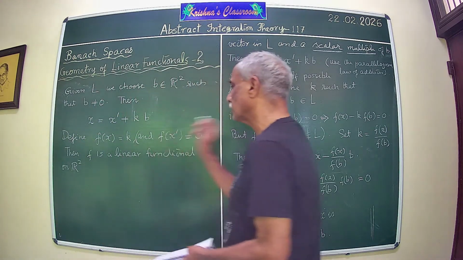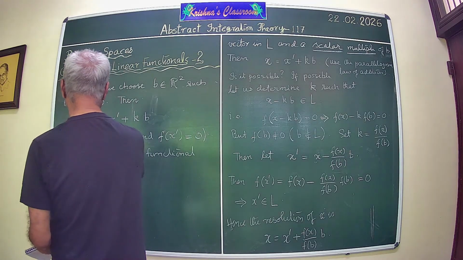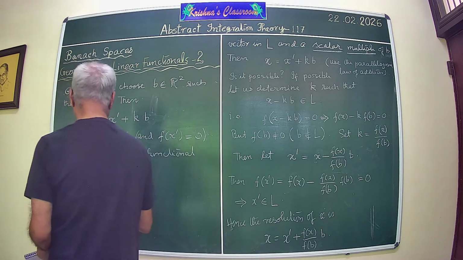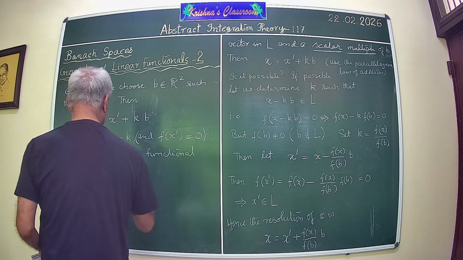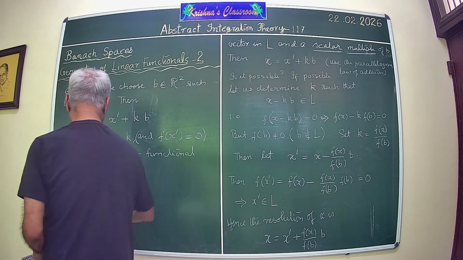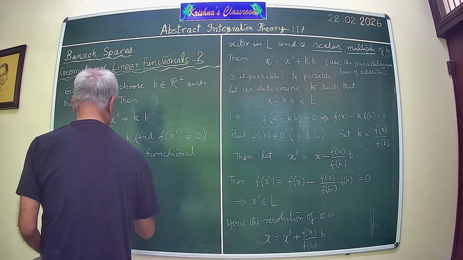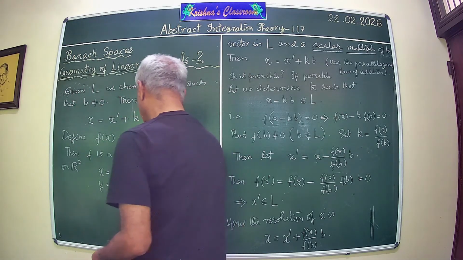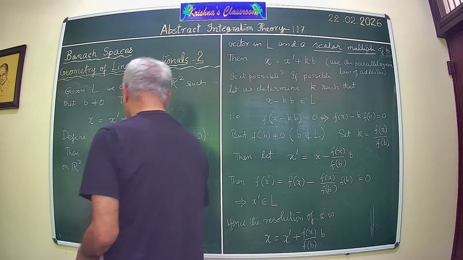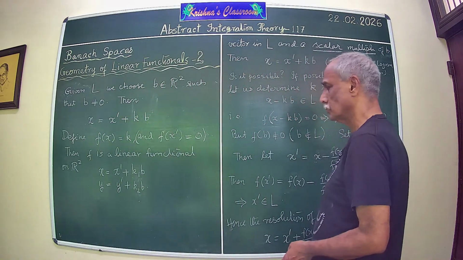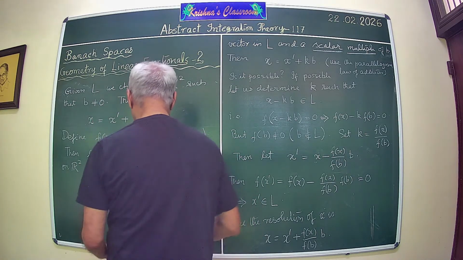Then f is a linear function on R2. That's easy to show. You take two vectors x and y. So x equal to x prime plus k1 b, y equal to y prime plus k2 b, where x prime and y prime belong to the subspace L.